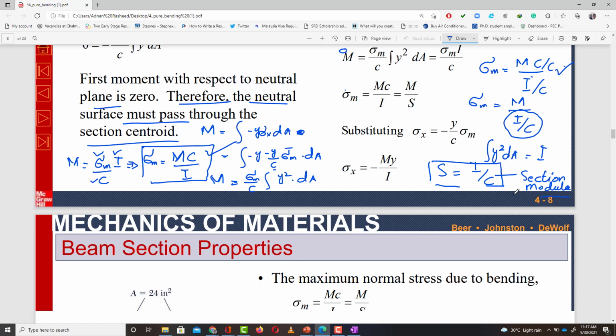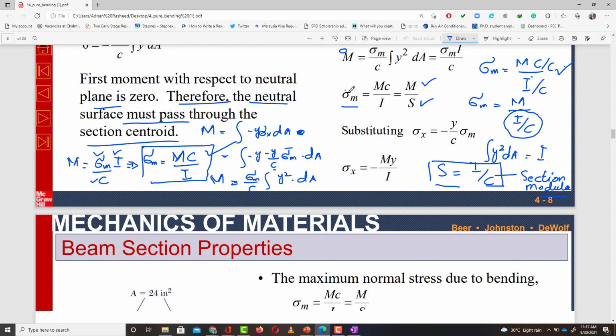How it is important is explained in a slide, slide number 9 or 10. So we will explain the importance of section modulus. So now the maximum stress is equal to M over S, where S is equal to I over c. Clear? Any question till now?